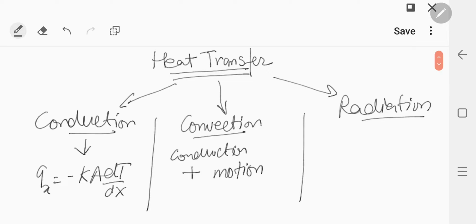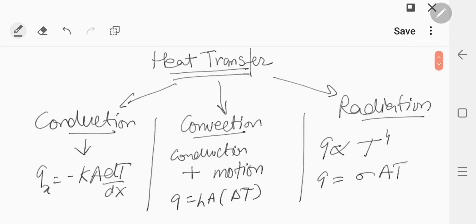In convection, just like conduction, there is another phenomenon. The rate of heat transfer can be determined using Newton's law of cooling, which is Q = hAΔT. We're going to cover Newton's law of cooling later on. Similarly, in radiation, the heat transfer is represented using the Stefan-Boltzmann law, where Q is directly proportional to the fourth power of the temperature. That is Q = σAT⁴, where σ is the Stefan-Boltzmann constant, T is the absolute temperature, and A is the surface area of the body.